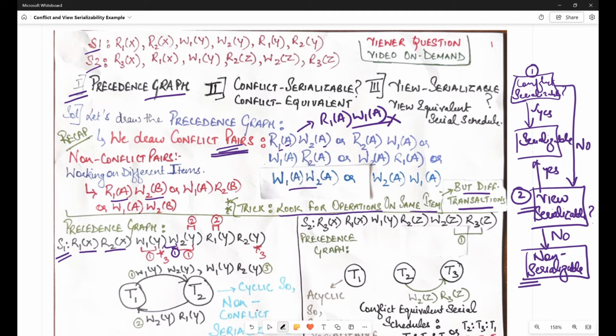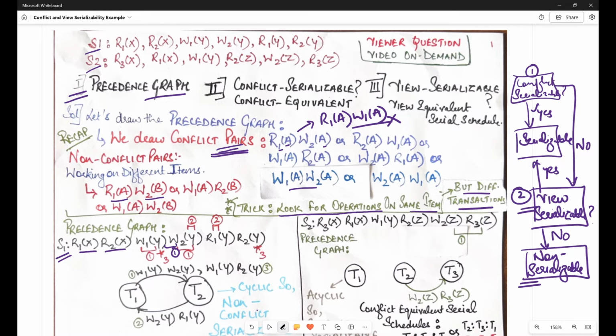So W1Y and then R1Y. No. Why? It is not a conflict pair. Why? Because the transaction number is same. In the same transaction, there are no conflict pairs. Okay, let's move on. W1Y and R2Y.